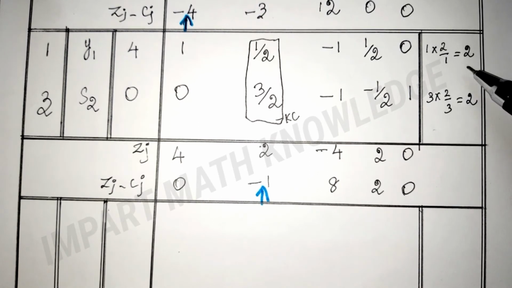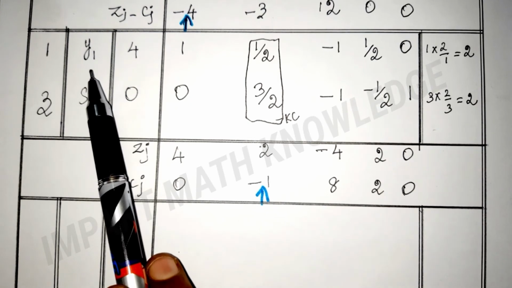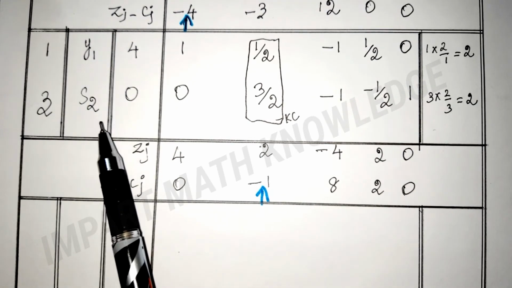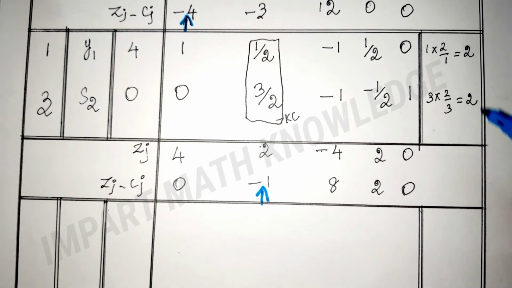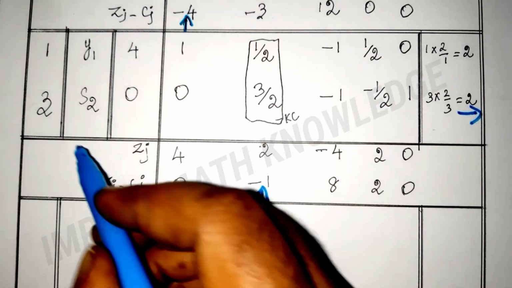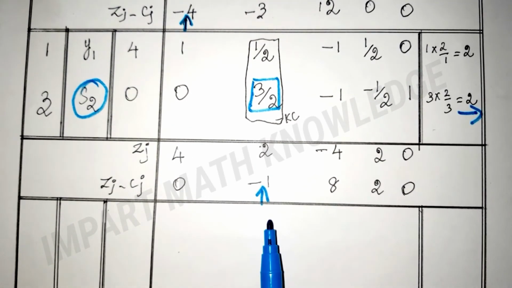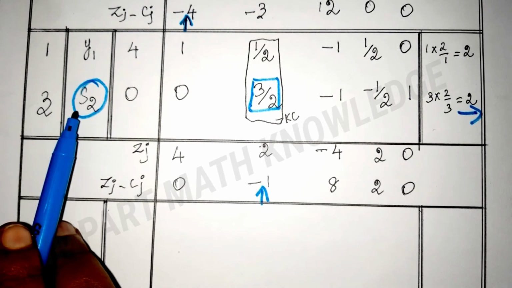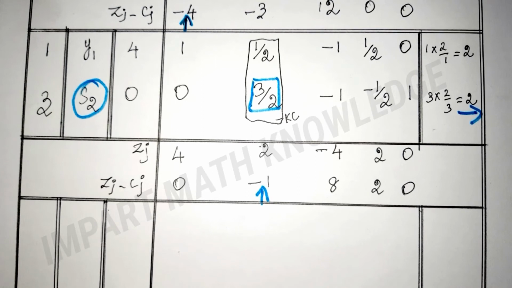So you have to select the slack variable. It is already entered from the first table. So you have to select S2. So the minimum value is 2. So the corresponding variable S2 leaves the table. Incoming variable is Y2. Outgoing variable is S2. Key value is 3 by 2. Now we move on to the third table.